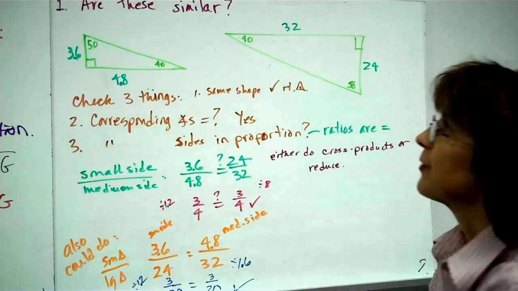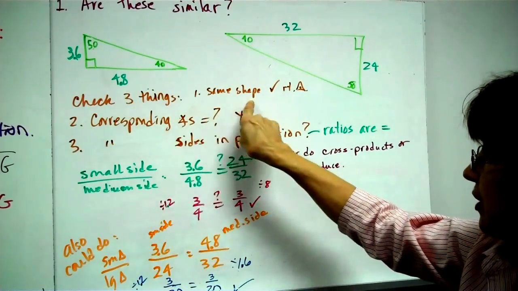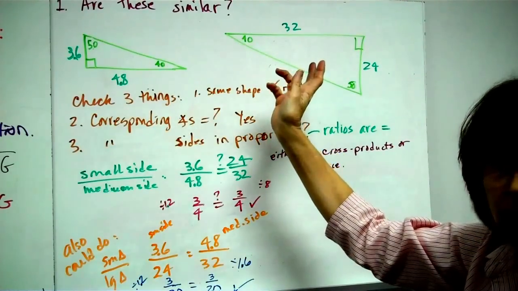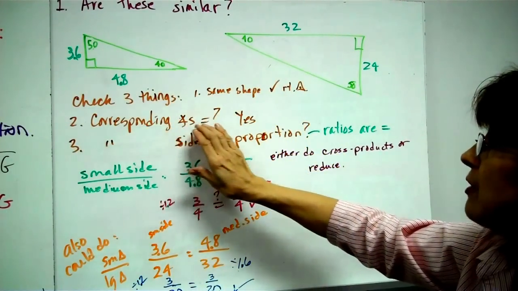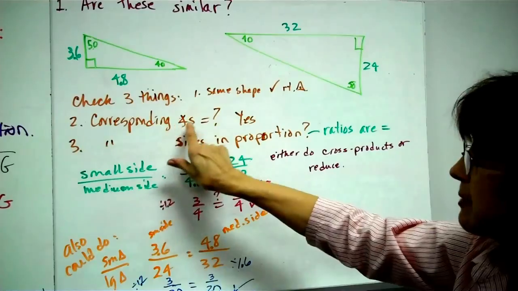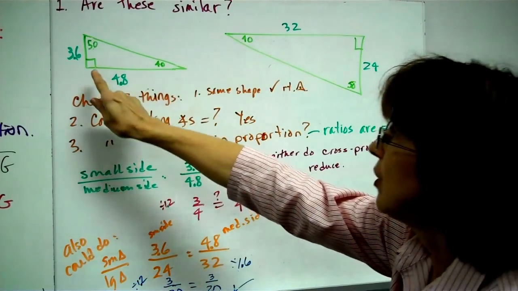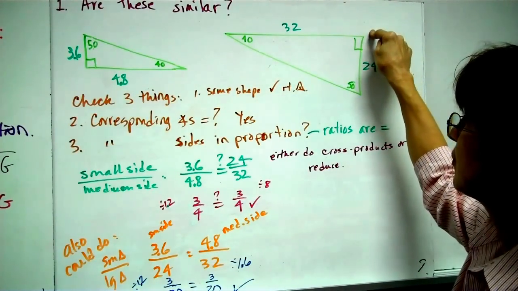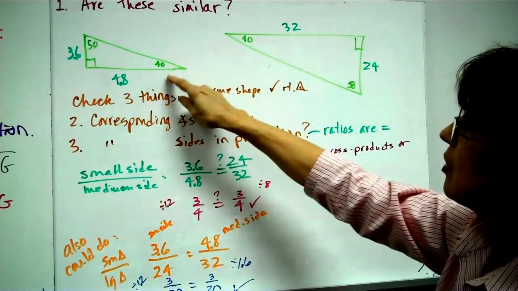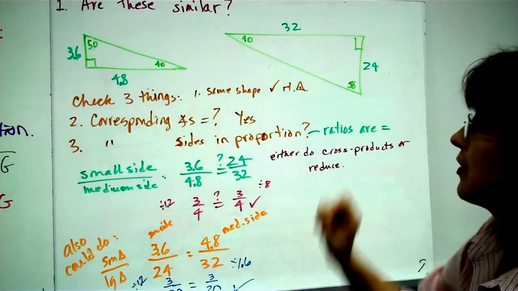Okay, so number one, are these similar? Let's check the three things. First thing, are they the same shape? They're both right triangles. They look like they probably could be similar. Are the corresponding angles equal? That's my symbol for angles, by the way. This right angle corresponds with that right angle, so they're equal. They're both 90 degrees. This one's 40, and this small angle is also 40, so they're the corresponding ones, and they're equal, and then similarly for the 50.